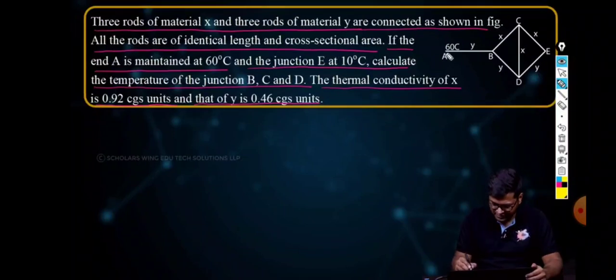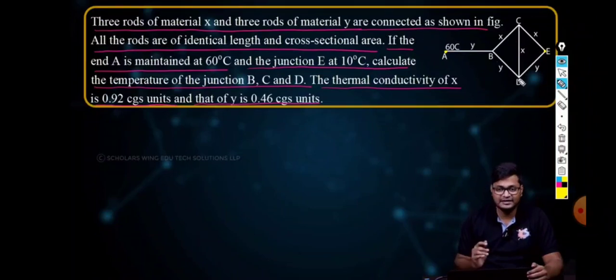As you can see, there is this junction A and junction E. Junction A is at 60 degrees Celsius and E is at 10 degrees Celsius. The rods AB, BD and DE are made of Y material, and the rods BC, CD and CE are made of X material, and they have given their thermal conductivities. Now they are asking us the temperatures of the junctions B, C and D.